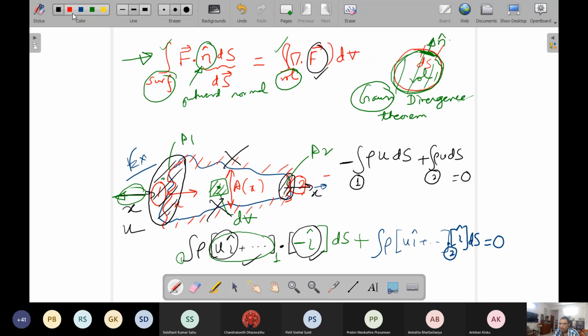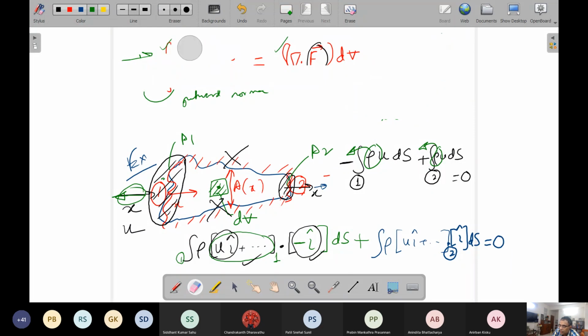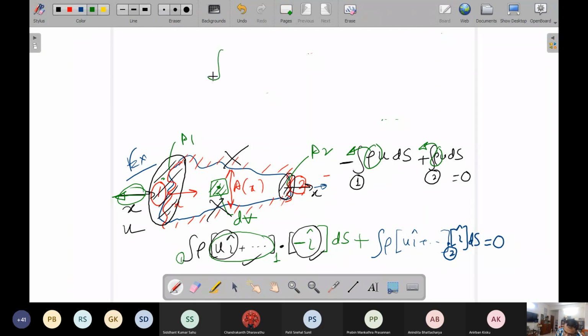So why we are making that assumption is because that assumption will enable this rho to come out of the integral over those respective surfaces. So then you are left with a generic form of integral, this is like integral of u dS.